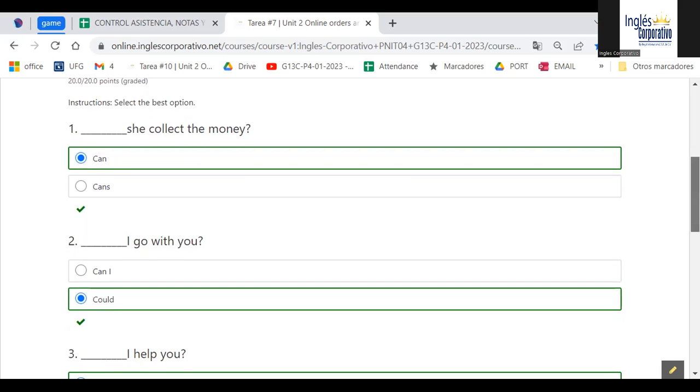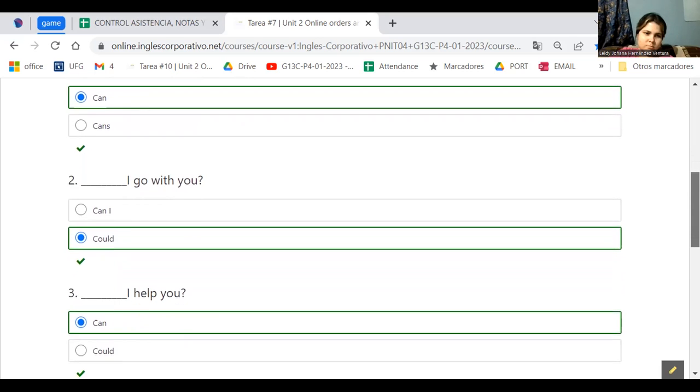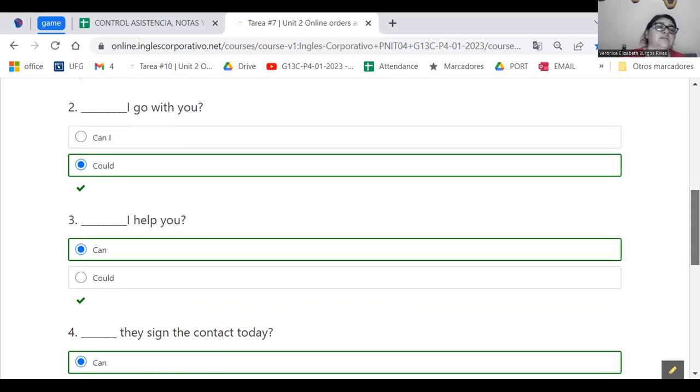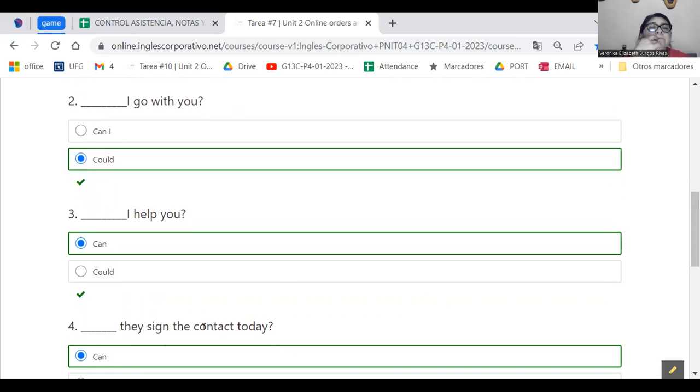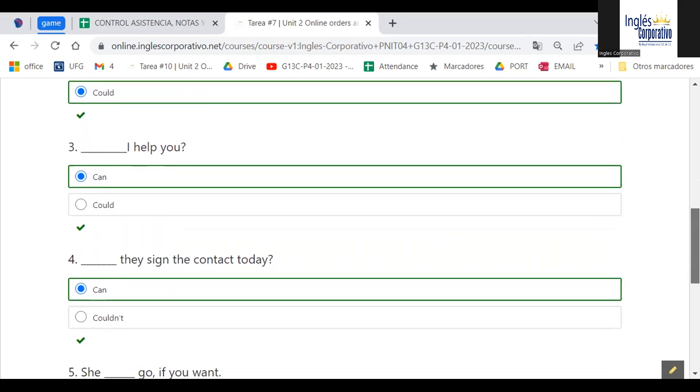Number three, can I help you? Okay, can I help you? Number four, they signed a contract, I think. Can they sign the contract today? Ah, okay. Sign. And they sign the contract. Okay, acá falta una R, okay? So contract. Can they sign the contract today?